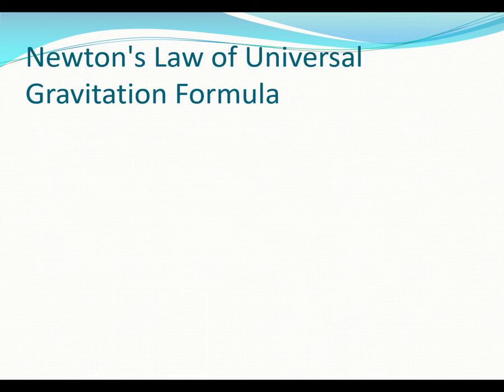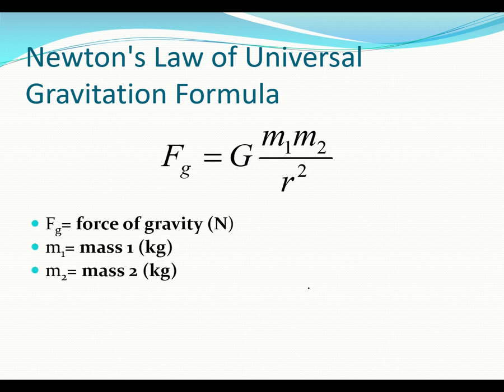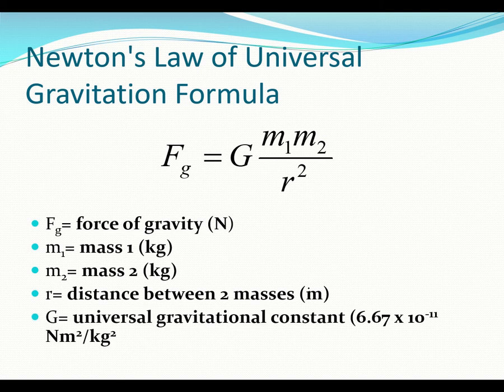So this is our universal law of gravitation formula, where Fg equals G m1 m2 all over r squared. And because this is a force, you can find this in the force part of your data book. So Fg is force of gravity, m1 is mass 1, m2 is mass 2, r is the distance between the two masses in meters, and then G is our universal gravitational constant, which is 6.67 times 10 to the negative 11, which you can find in your data book.